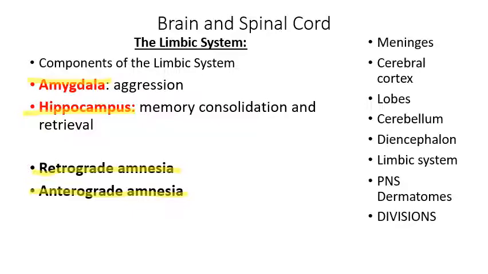Anterograde amnesia: antero means forward. So anterograde amnesia means that you can remember everything from the past, but you can't make new memories, right? This is a particularly bad type of memory damage because you have to be introduced to the people in your life every day. Every day you can't remember who these people are, right?